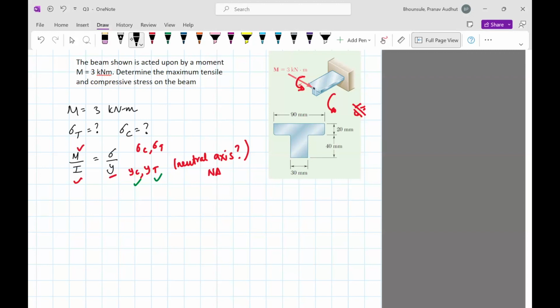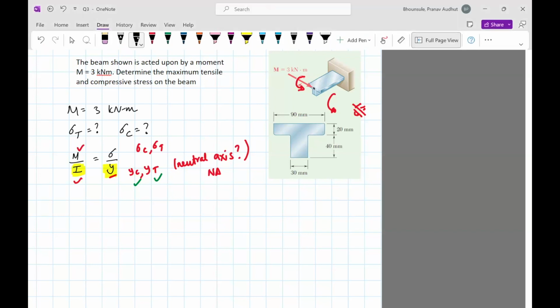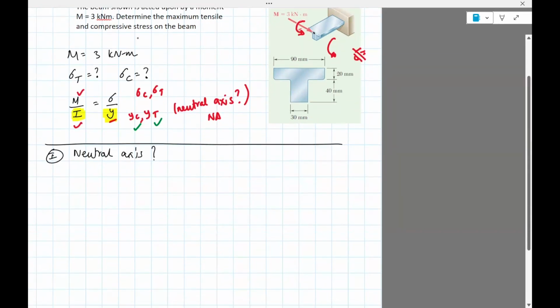Okay, let's get to computing the most important things here. The things which are clear, the unknowns are I and Y. Let's compute that. Let's compute Y first. So one, we need to compute the neutral axis. Okay, so the way we compute neutral axis is the formula integral y dA divided by integral dA.